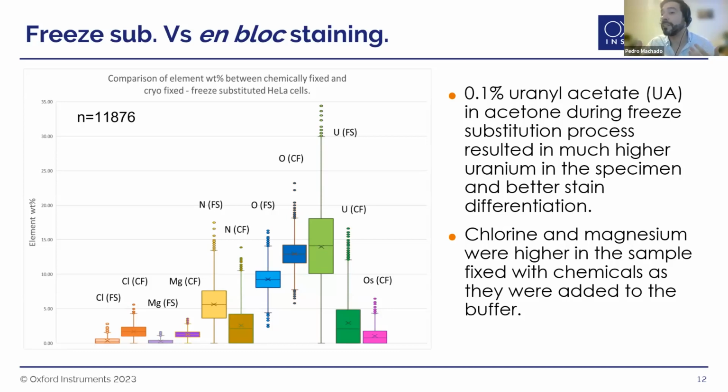we still don't understand why this is happening, but there's some sort of interaction that doesn't allow the block stain of UA to bind as hard as what you can see on the free sub samples. This can be due to extraction, or it can be due to other things happening during the fixation protocol. I just want to call your attention again here to the chlorine and magnesium. Depending on how you fix your sample, you might actually also affect the contrast that you're having on your sample.